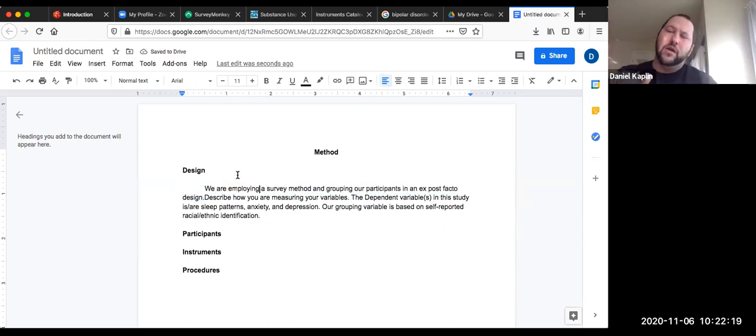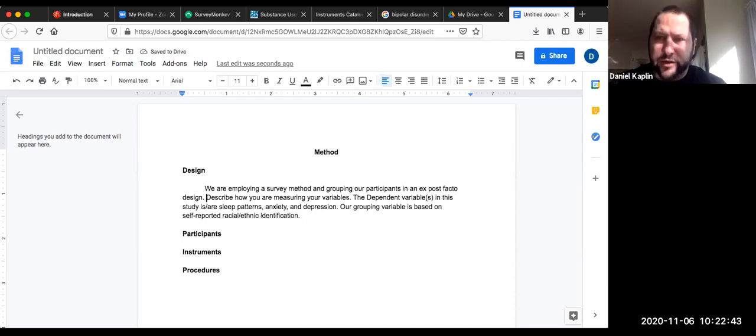Now, I don't want to focus on one group in particular because then it winds up that I'm doing their work for them. But when you read this, it makes sense, right? You're using a survey method. You're not manipulating a variable. Ex post facto, if someone is curious what that means, it means after the fact.